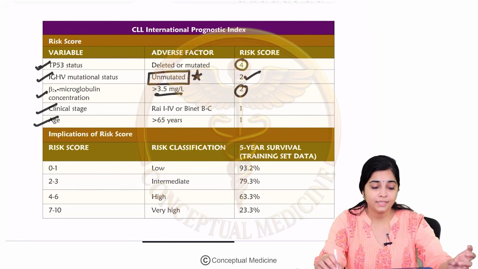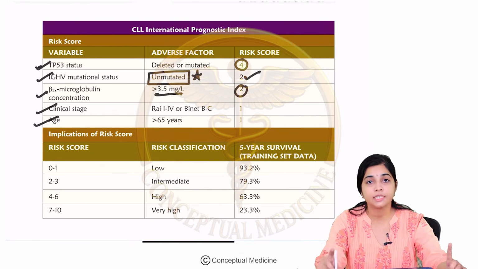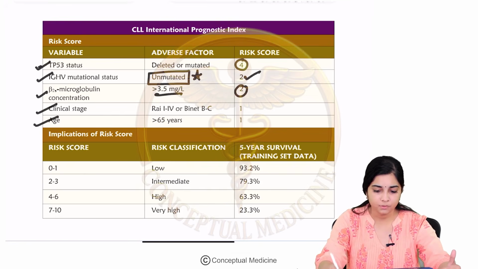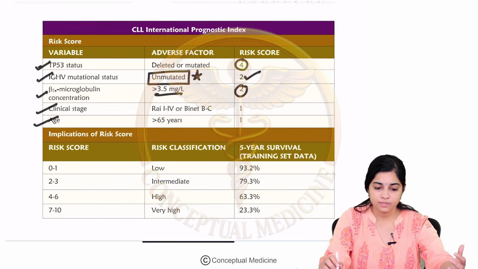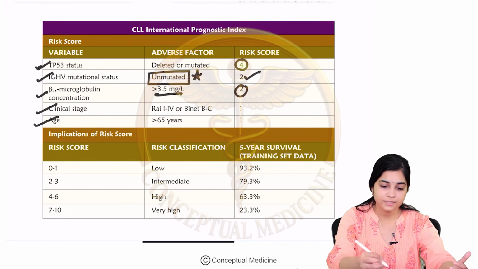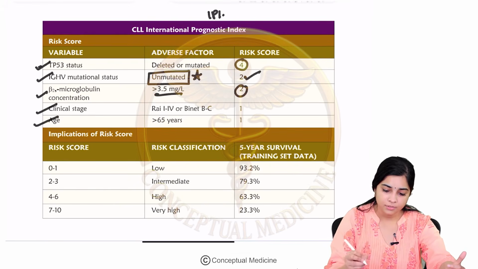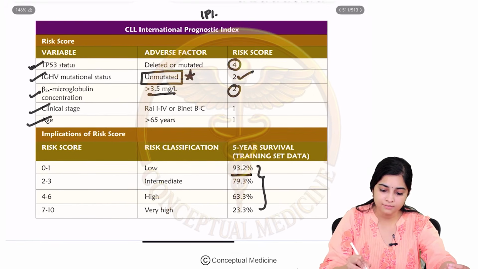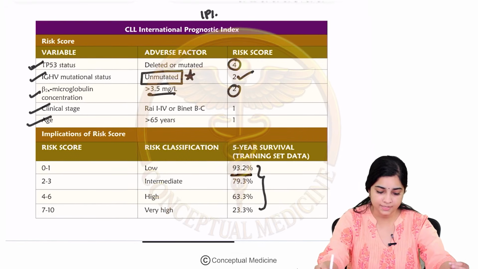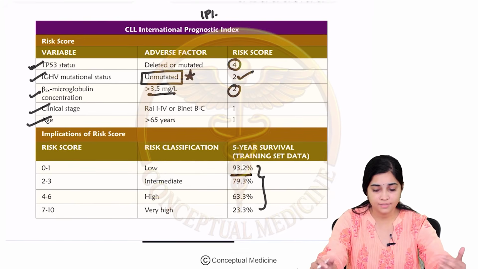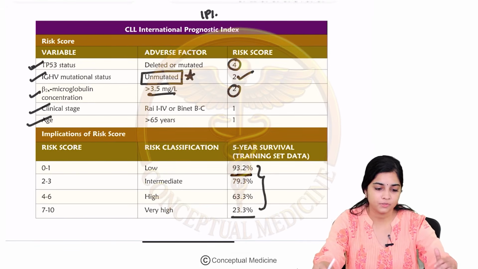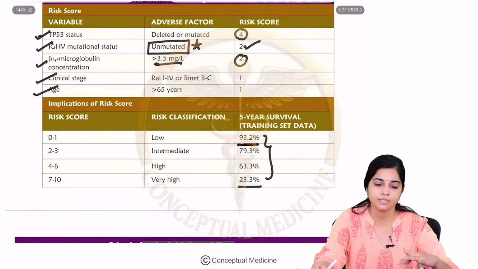Okay. So what they can test you on is IGHV mutational status. Unmutated, not mutated, is considered to be a higher risk. Okay. So why is this risk scoring or a CLL International Prognostic Index required, which is called a CLL IPI? Because you can determine the rate of survival. So if the risk score is 0 to 1, you can see that the survival is very, very good, usually more than 90%. But if the score is very high, 7 to 10, then the survival can reduce to as low as 23%. So this is the CLL IPI prognostic index.